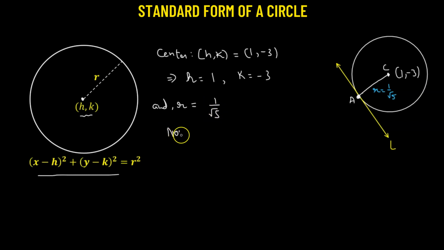Now we will substitute the values of h, k and r that we obtained into the standard form, and that gives us x minus 1 whole squared plus y minus negative 3, so y plus 3 whole squared, equals 1 over 5. So this is the equation of the circle in its standard form, and if you want, you can also expand it. Rather, I'm going to leave it as an exercise for you to try out.